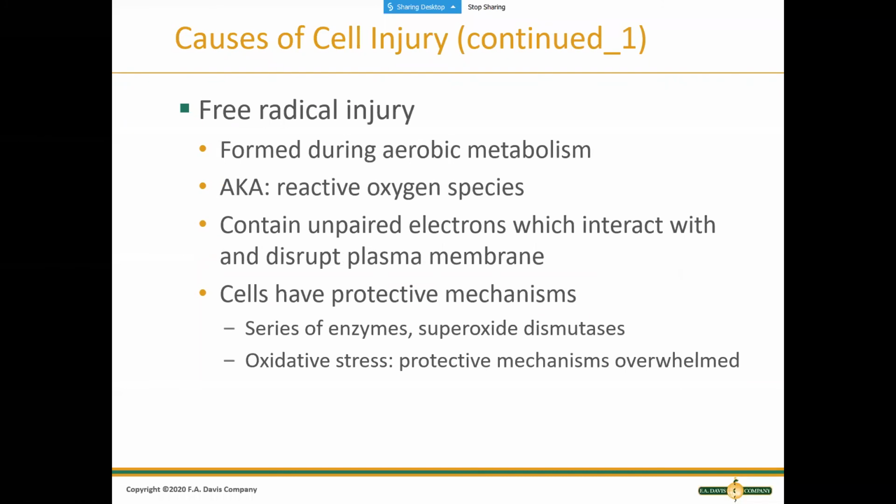Free radical injury. Let's talk about this slide and then we'll call it a day. Free radicals is a very interesting concept. What we're really talking about is oxygen. Remember I mentioned earlier today that oxygen is an extremely toxic gas, and most organisms a million years ago would die in the presence of oxygen. Well, the human body uses oxygen as a cleaning mechanism. It's part of the immune system.